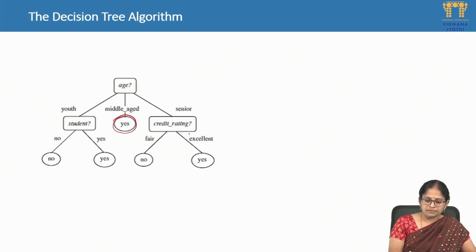Similarly, in the right subtree, at the node N3, we conduct a test on the credit rating. We have only two distinct values for credit rating.